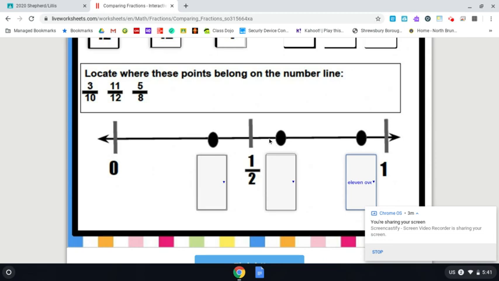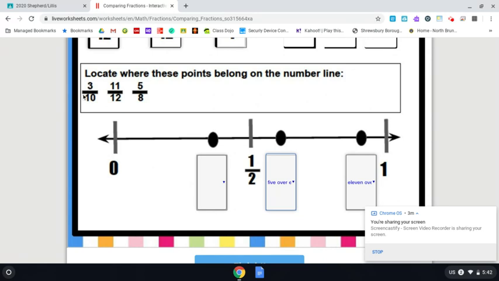Now you think the other 2 are closer to 1/2, but one's larger than a half, one is smaller than a half. So think about it. If you know 4/8 is a half, like we did in the problem above, then 5/8 is just a little bit larger than a half. So this one would be the 5/8, 5 over 8.